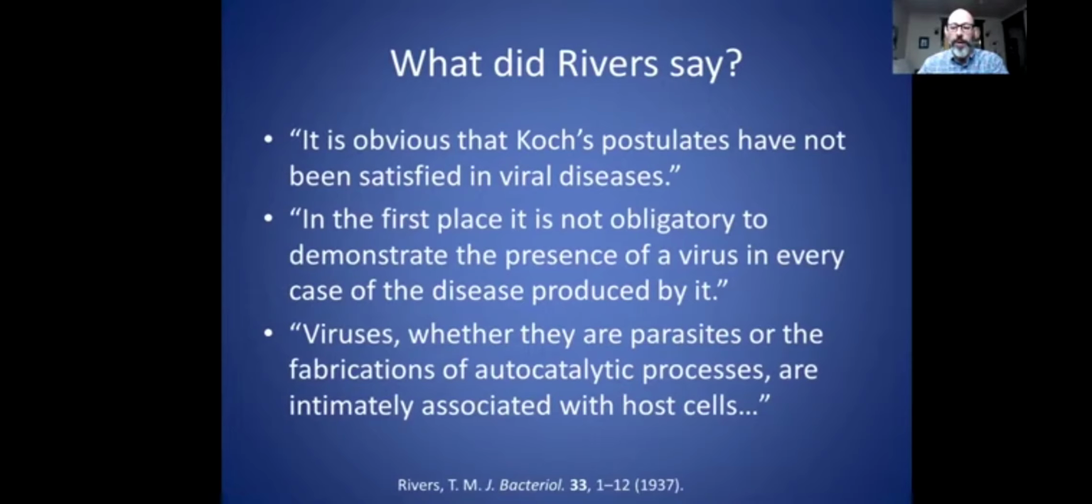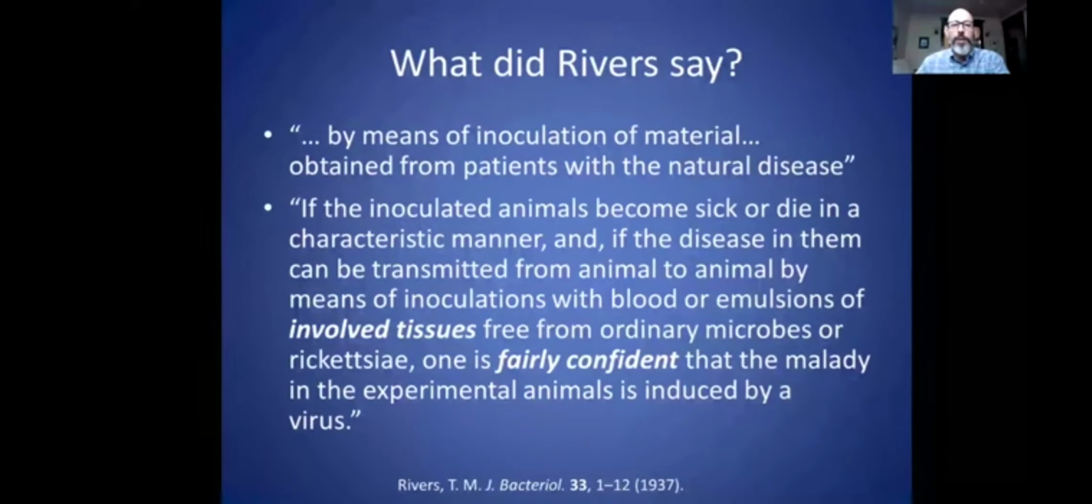from outside. And he definitely points out the intimate association with the host cells, which is very important in the experimental methods that I'll get into. He also said something very important about how you prove the criterion where you put the isolated virus into a healthy person and cause the same disease. And what he said is, by means of inoculation of material obtained with patients with the natural disease. Okay, so not something made in a laboratory or from a laboratory, but from another patient with the natural disease.